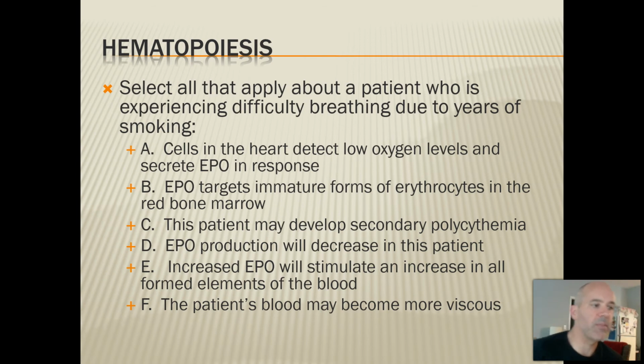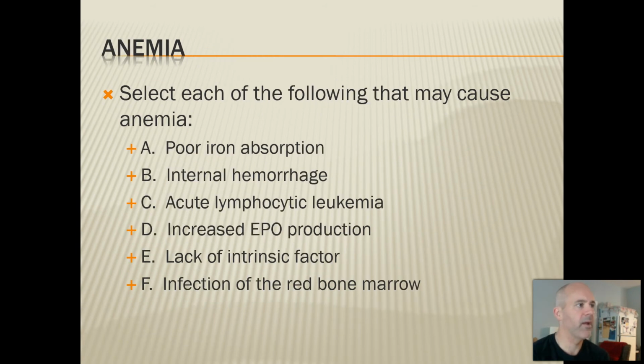The patient's blood may become more viscous. That's going to be true. If you have secondary polycythemia, you have more red blood cells in the blood, it can become thicker. So B, C, and F on that one. Okay, what are each of the following that may cause anemia? Again, this is multiple response.